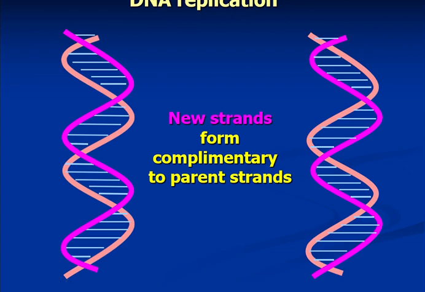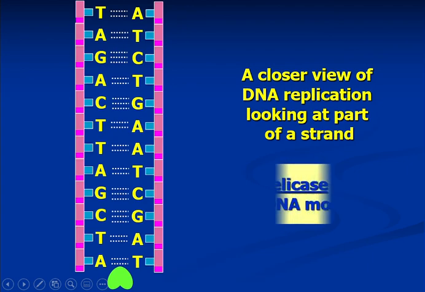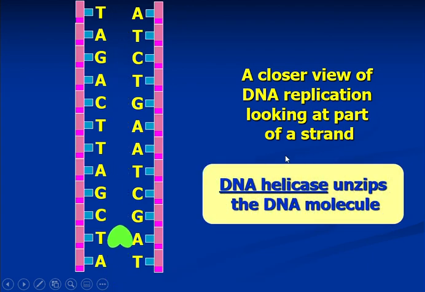So let's see how that works a little bit more in depth. Here's a closer look. Here's my DNA strand that I gave you guys here. This is the letters that I had originally. The enzyme that breaks it is DNA helicase. DNA helicase, again, the helicase sounds like the word helix. Remember, the shape is a helix.